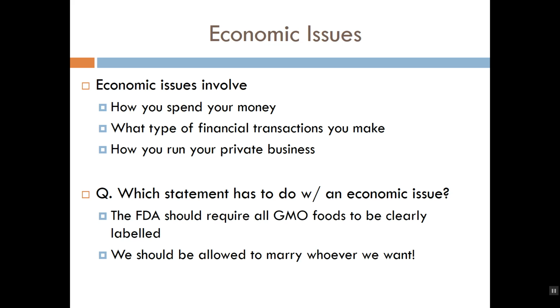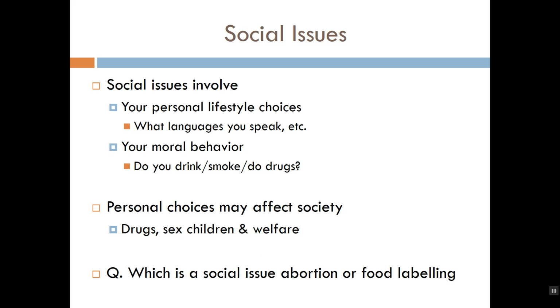FDA requirements that all GMO foods being sold at grocery stores be labeled are economic regulations, making rules about what you can and cannot sell. You can sell GMOs that are labeled. You cannot sell GMOs that are not labeled. It's making rules about how to run your business. If you produce GMO foods, you need to label them. So those are what economic issues look like, but you also need to be familiar with social issues.